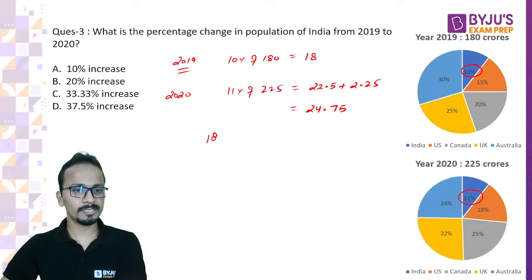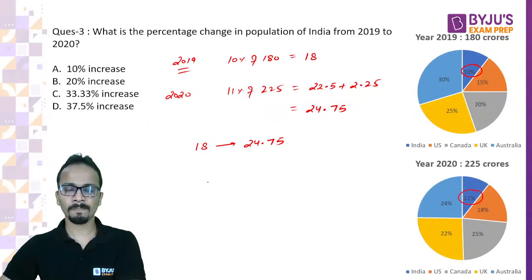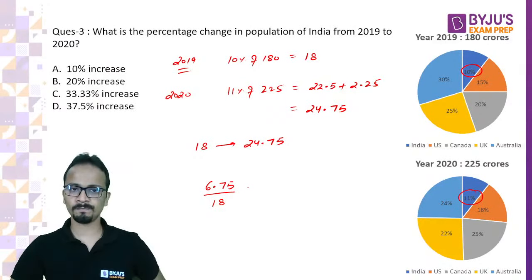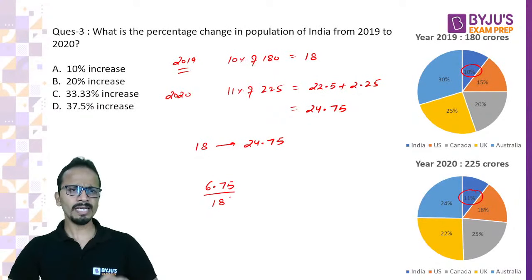I'm sorry, I'll rewrite this. The initial value here is 18 and the final value is 24.75. Now from 18 to 24.75, the value has changed by how much? 6.75 divided by 18, multiplied by 100. Write it if you want, you can skip writing it. So 6.75 divided by 18. Now in this case we are given the options. I have written the options as well.